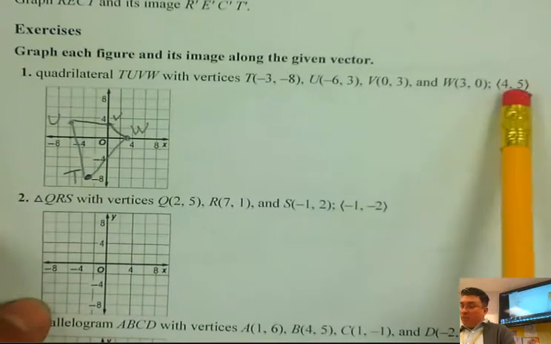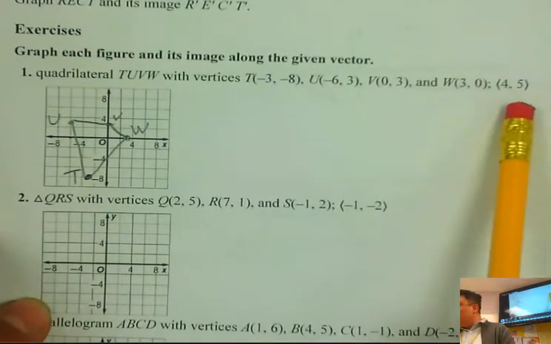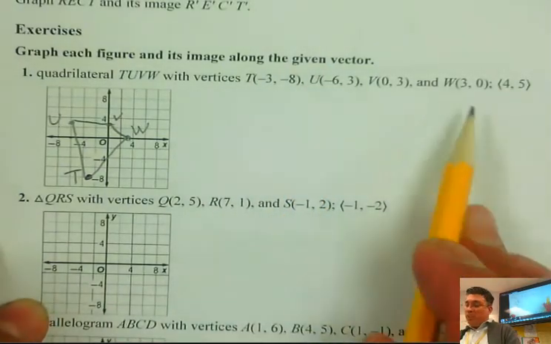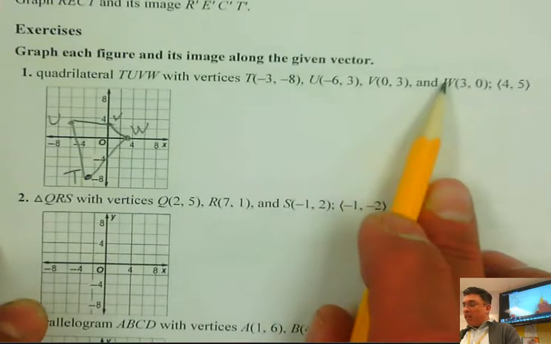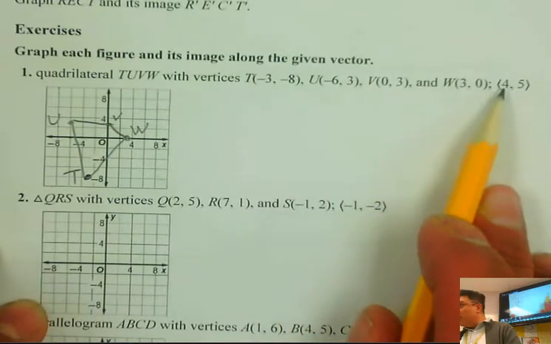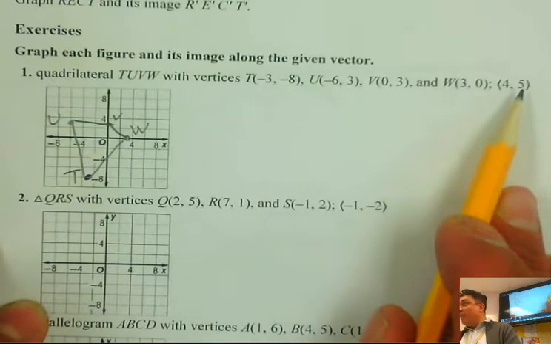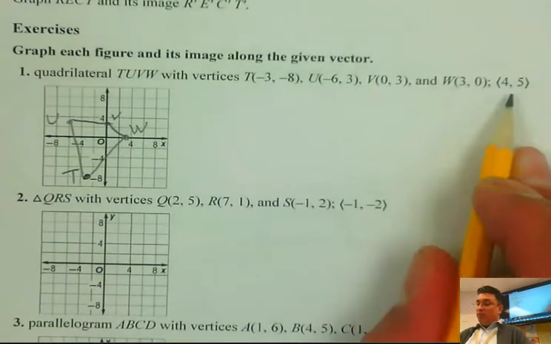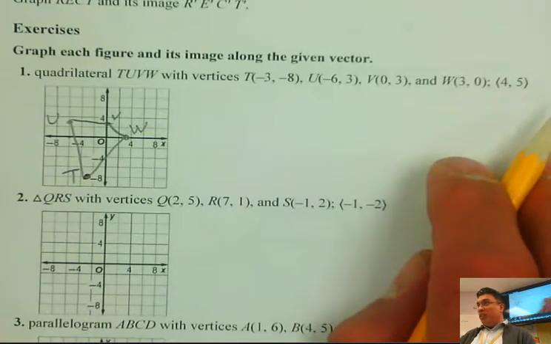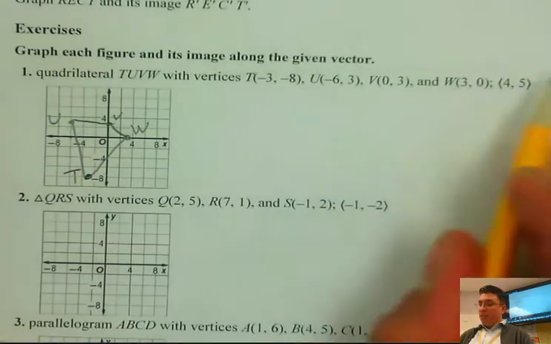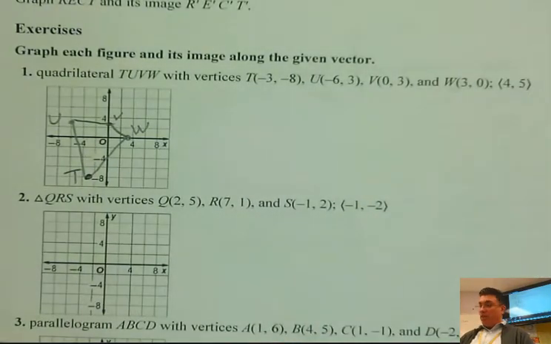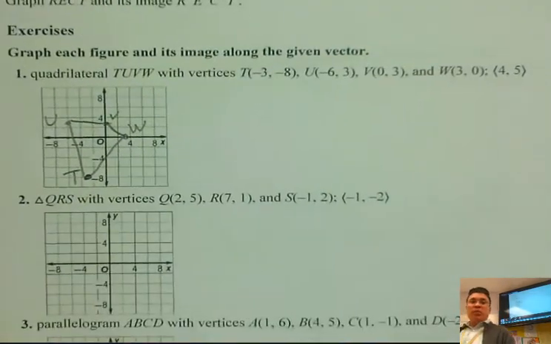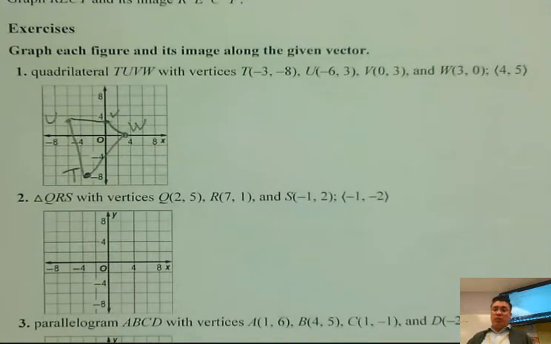Okay, (4, 5) is not a coordinate, it's the translation vector. So you see this one has parentheses and letters. This doesn't have parentheses and it doesn't have a letter. So what it means is translating 4 positive, that means to the right, 5 positive, up. 4 to the right, 5 up. That's what it means.